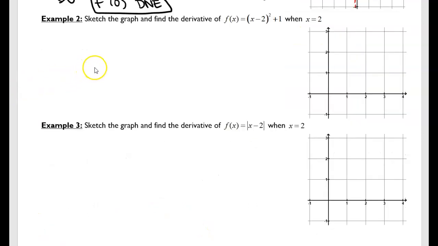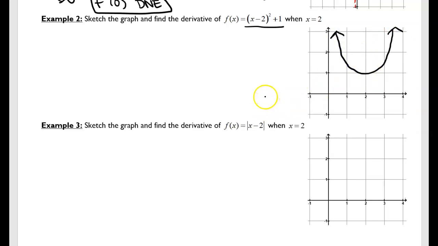Let's try another example. We're going to think about f of x, which is x minus 2 squared plus 1, and we're going to try to find the derivative when x is equal to 2. You may remember that this is the graph of a parabola. It's written in vertex form, so I can tell that my vertex is at 2, 1, and then just our normal parabola shape. Just making a sketch here, it's not perfect.